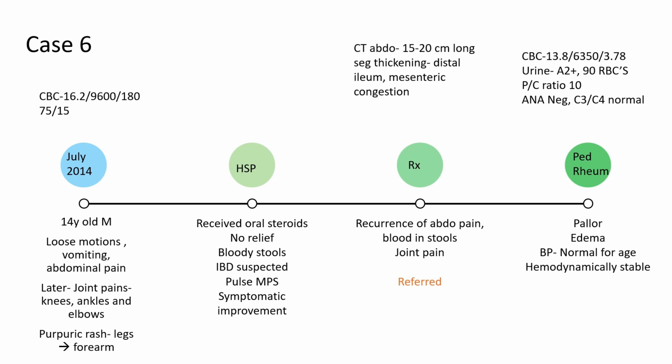In the pediatric rheumatology clinic, he was pale, he had edema, but he was hemodynamically stable by then. The initial examination showed microscopic hematuria and albuminuria, and the tests done to rule out other connective tissue disorders were negative. Remember, this was a 14-year-old boy. At this point, a diagnosis of HSP with severe GI involvement and perhaps nephritis was made. So the next logical step was obviously to do a renal biopsy.